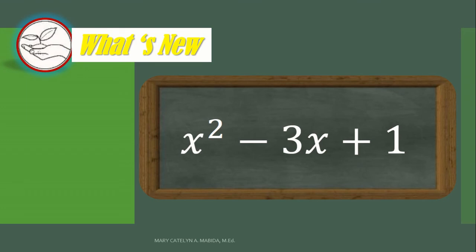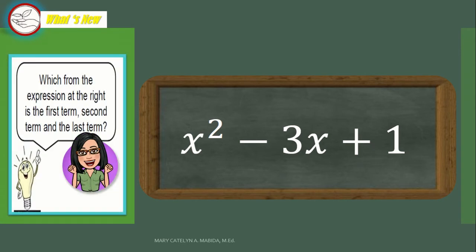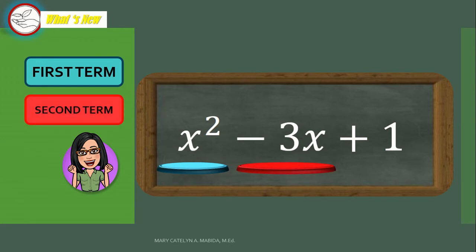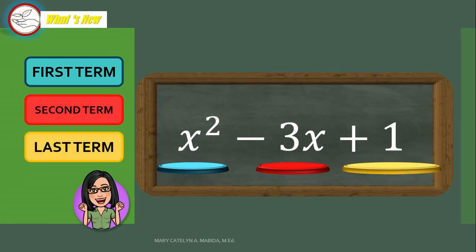Now, what's new? We have here an expression. X squared minus 3x plus 1. Which, from the expression at the right, is the first term, the second term, and the last term? Let's identify. Our first term is x squared. Our second term is -3x. Our third term is 1.